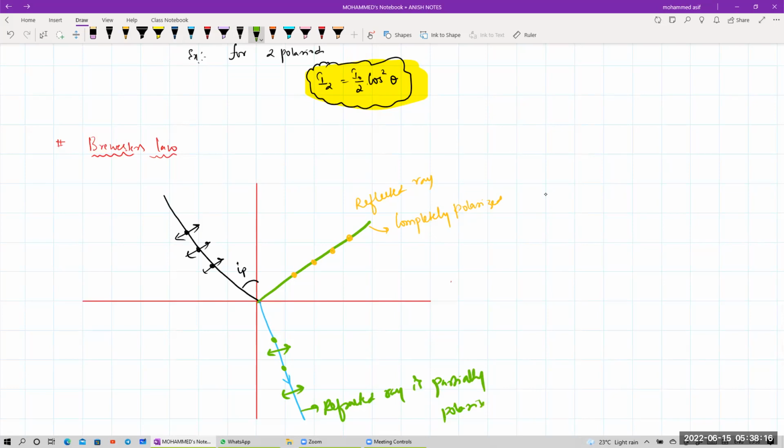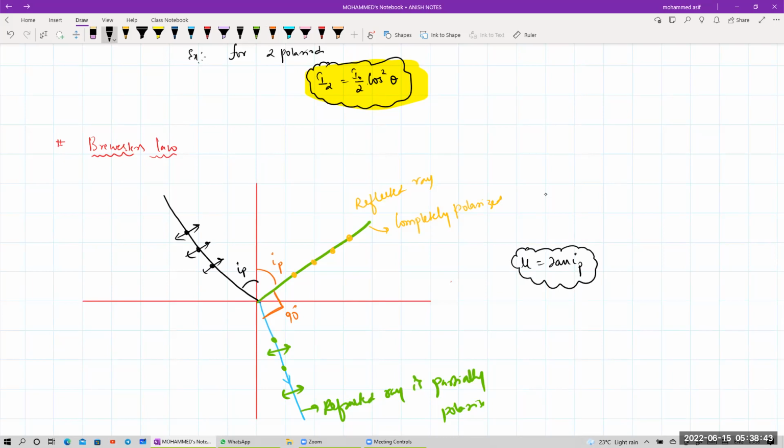At a particular angle called the polarizing angle, the angle between the refracted ray and reflected ray is exactly 90 degrees. At this angle, the reflected ray is completely polarized and the refracted ray is partially polarized. This is also your IP. I hope you remember the formula of Brewster's law: mu is equal to tan of IP.